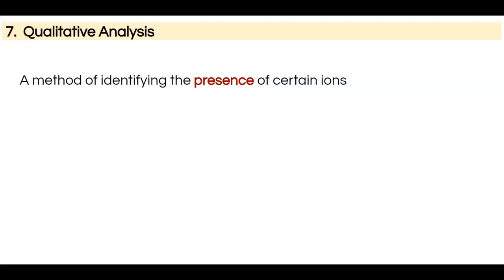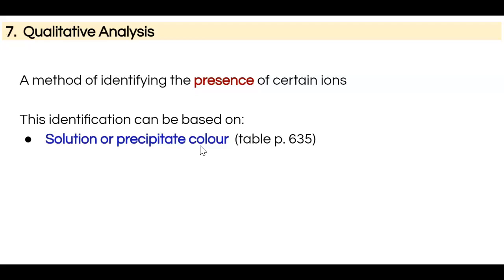I want you to think about what types of tests we've done so far that would allow us to identify the presence of a particular ion. Some of this should be familiar. First of all, we can look at the solution color or the precipitate color. For instance, when I'm looking in our back room to find a solution of copper 2, what I'm looking for is this wonderful light blue color.